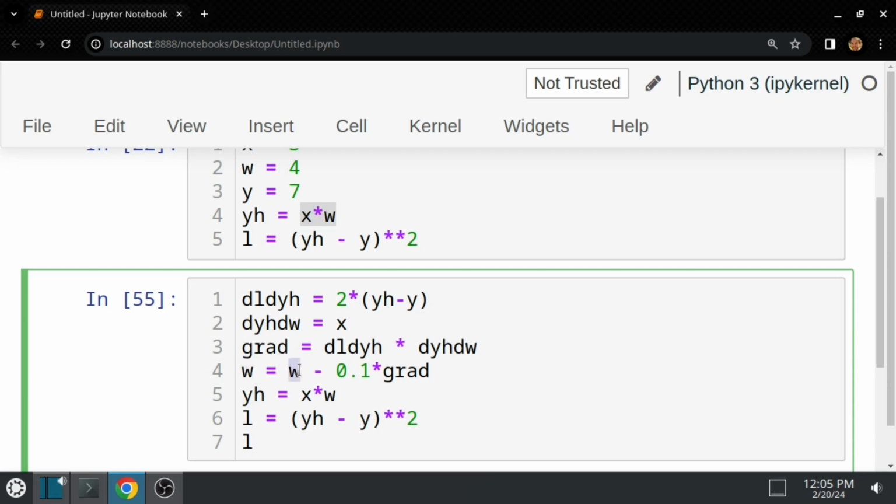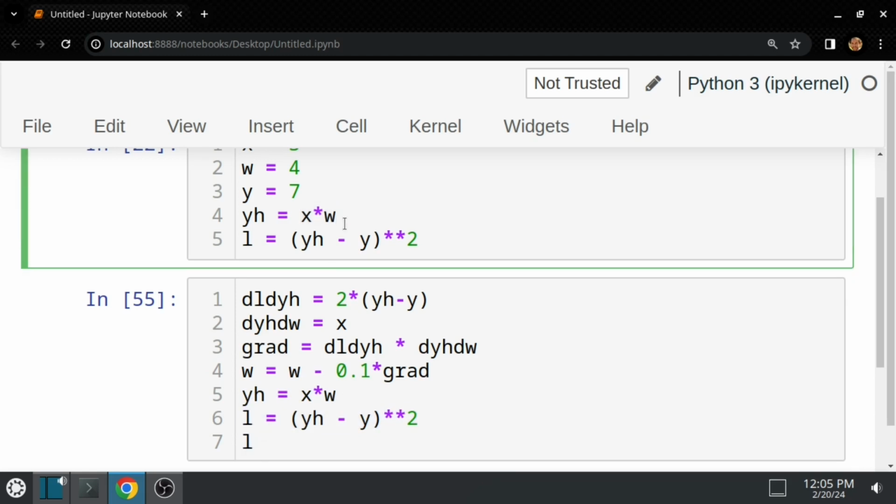Now we can adjust the weights so it'll come up with the correct answer: whatever w is originally, minus 10% of the gradient, or 10% of the global derivative. Then we run the prediction again, run the loss again, and the loss should be lower this time. So I'll run this.